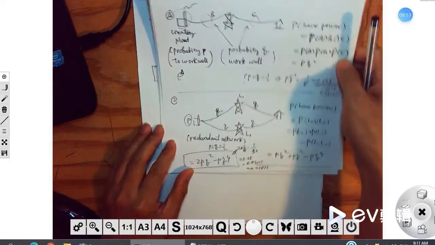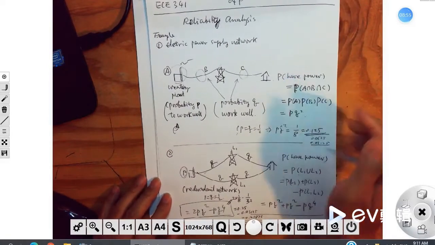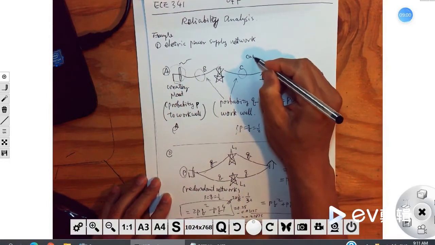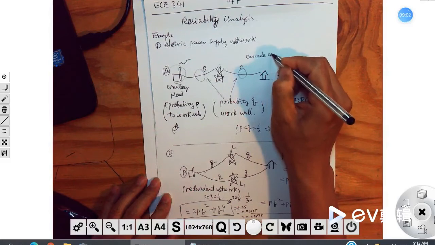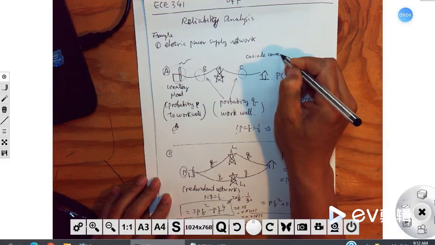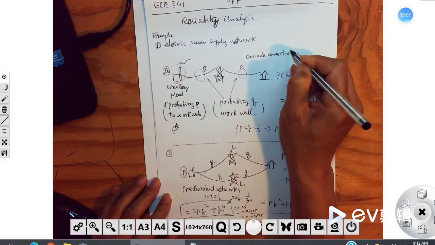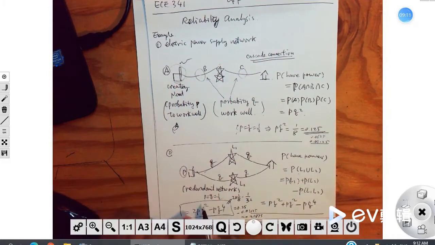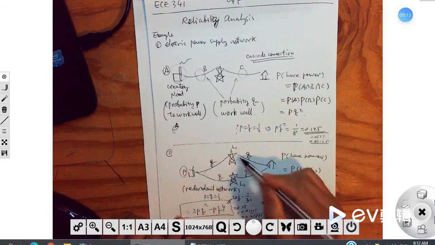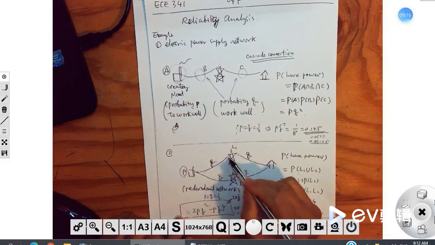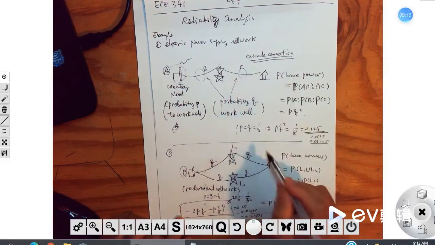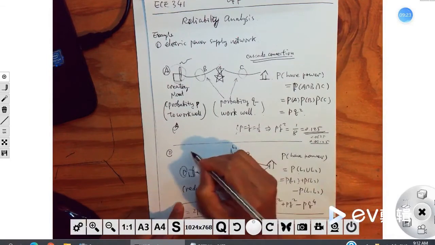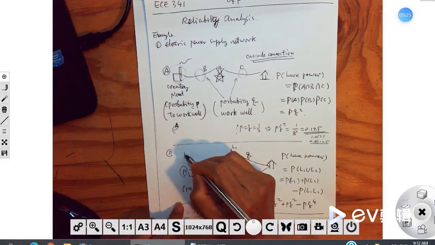So here we have two concepts. One is the cascade connection, where one part is followed by another one. And here we have two paths. Each path is a cascade connection, but putting these two paths together gives a parallel connection.